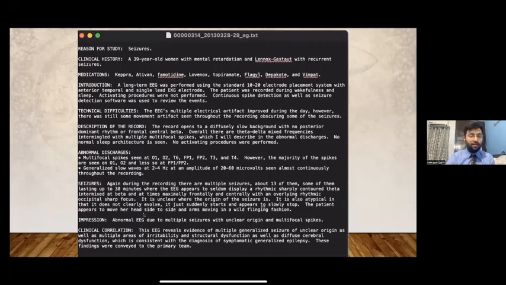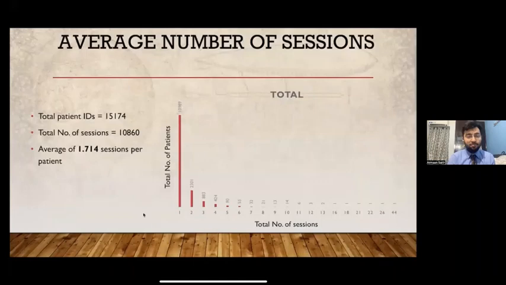So from this, we were able to extract all our data. Average number of sessions were about 1.714 sessions per patient. Total patient IDs were around 15,000, while the total number of sessions was somewhere around 11,000.